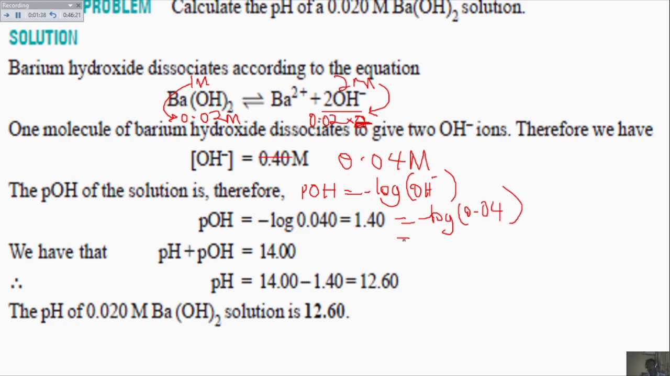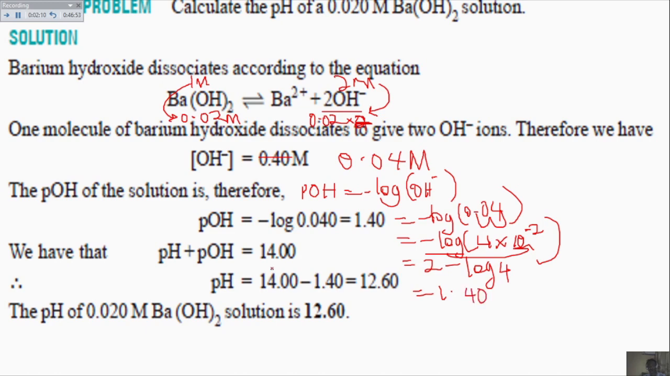If I do this, what happens? Minus log, like this, 4 times 10 to the power minus 2. And that will give me what? 2 minus log 4. Now to take this one by one. If you first take this one, it will give you what? 2. Then take this one. When you do this, what are you going to get?